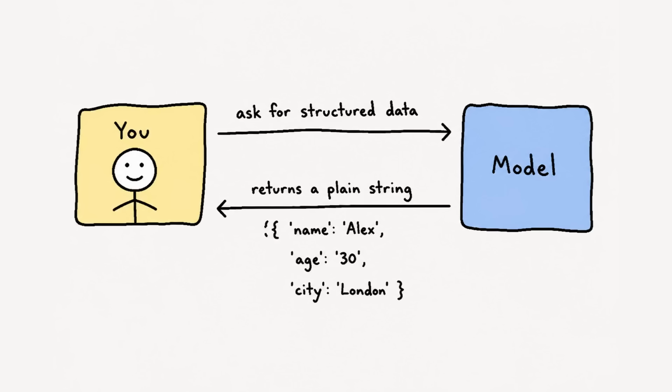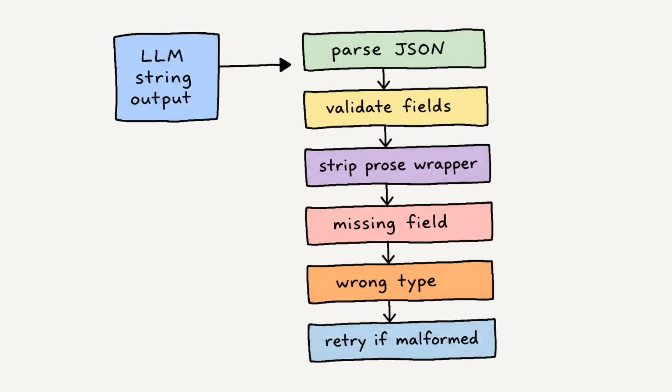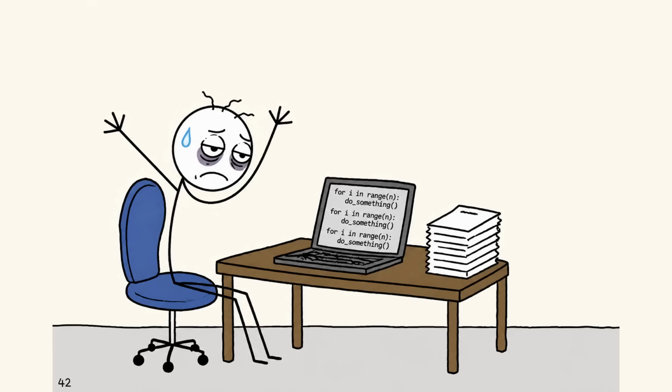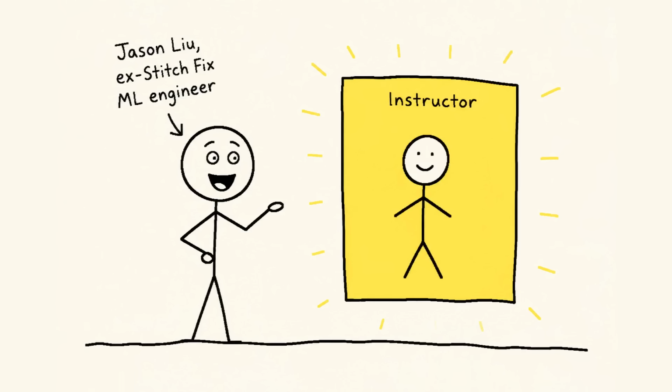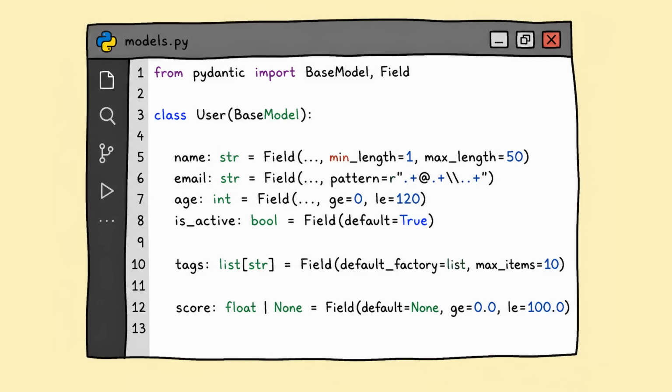So you ask a model for structured data, it hands you back a string. Now you parse that string into JSON, validate the fields, handle the case where it wrapped the JSON in prose, handle the missing field, handle the wrong type, and write a retry for when it's malformed. Everyone writes this. Everyone writes it again on the next project. Jason Liu, a former Stitch Fix ML engineer, got sick of rewriting it and built Instructor so he'd never have to again. And here's how it kills the boilerplate.